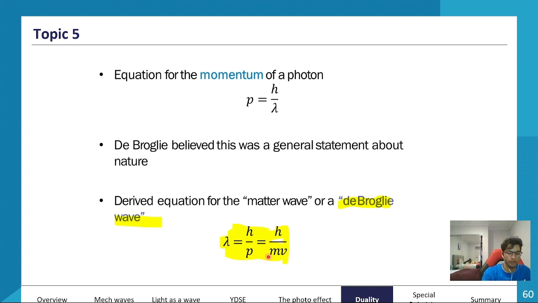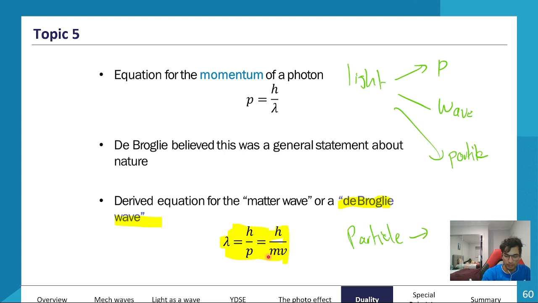So now what we're saying is that light has momentum. It's a wave. It's a particle. And now we also show that particles are waves. Particles are also waves, which again is pretty crazy to think about.